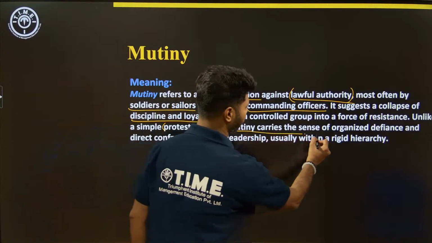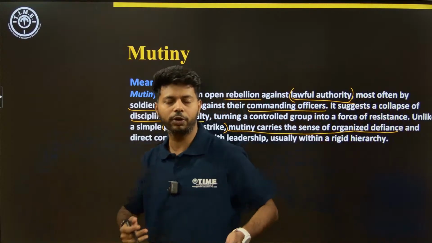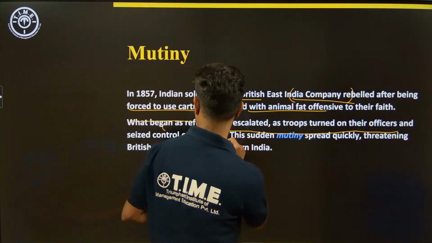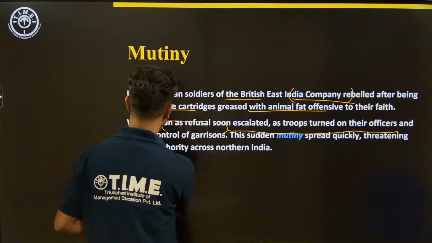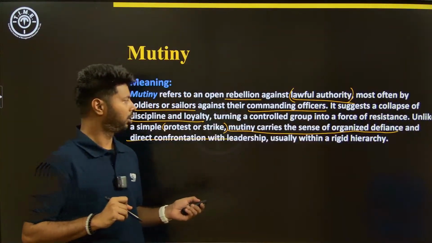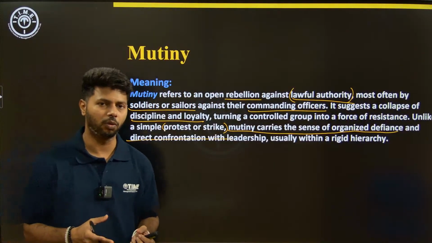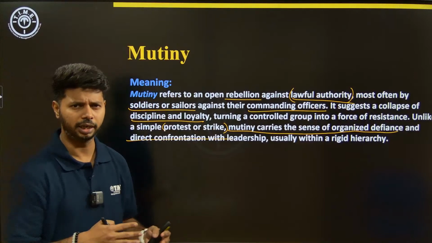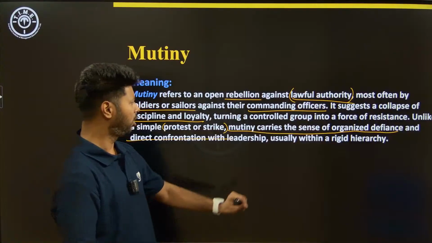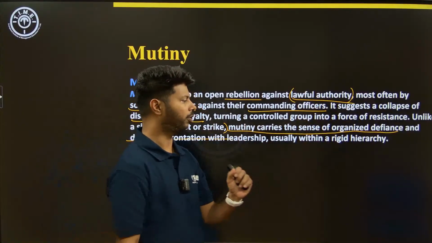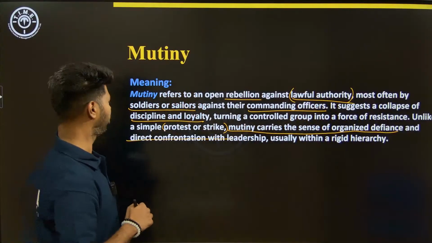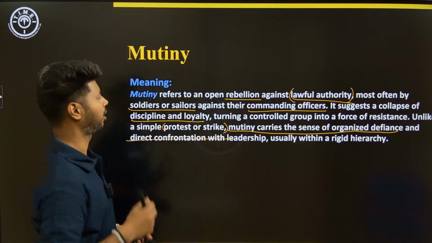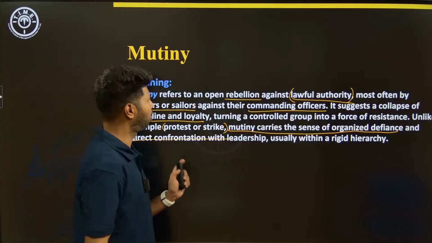Mutiny carries the sense of organized defiance. Now, if we go back to our example, what was the situation? Seizing control of garrisons. Seizing control of garrisons would have required a lot of coordination and some kind of organization, right? It wouldn't just happen. So that is also a part of the action of mutiny. And direct confrontation with leadership, usually within a rigid hierarchy. That is what mutiny means.